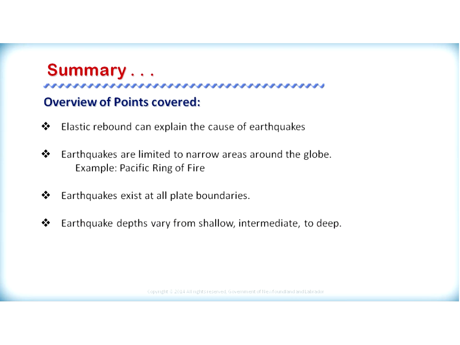Let's have a look at the points covered in this presentation. It states that elastic rebound can explain the cause of earthquakes, and the elastic rebound theory was proposed by H.F. Reid. Earthquakes are limited to narrow areas around the globe, and these narrow earthquake zones predominantly occur around the Pacific Ocean, and they account for about 90% of all of the earthquakes worldwide.